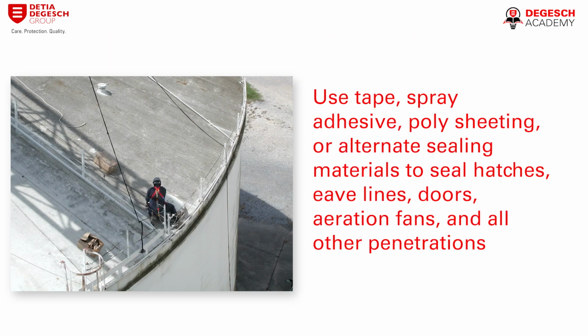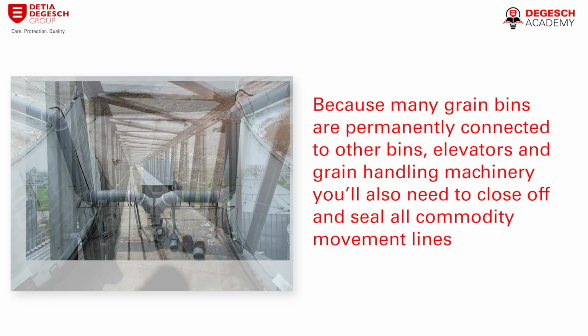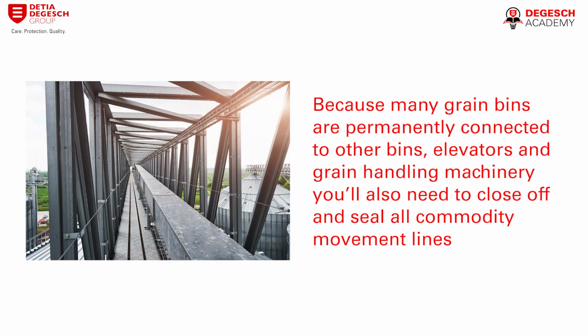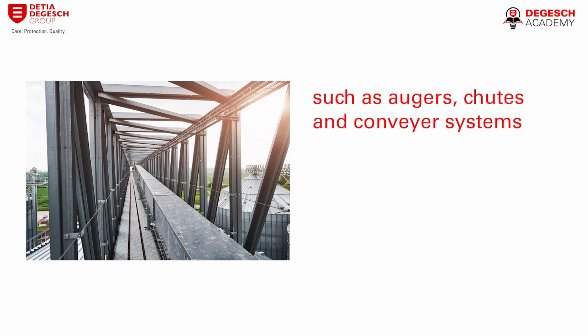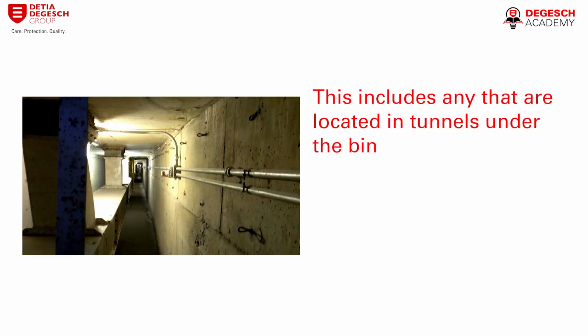Use tape, spray adhesive, poly sheeting, or alternate sealing materials to seal the hatches, eave lines, doors, aeration fans, and all other penetrations. And because many grain bins are permanently connected to other bins, elevators, and grain handling machinery, you'll also need to close off and seal all commodity movement lines, such as augers, chutes, and conveyor systems. This includes any that are located in tunnels underneath the bin.